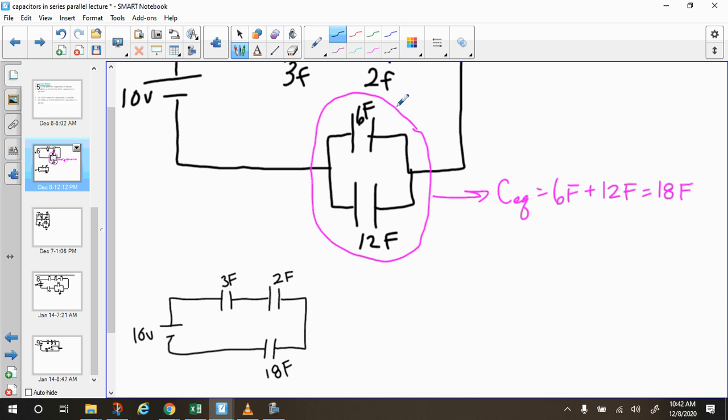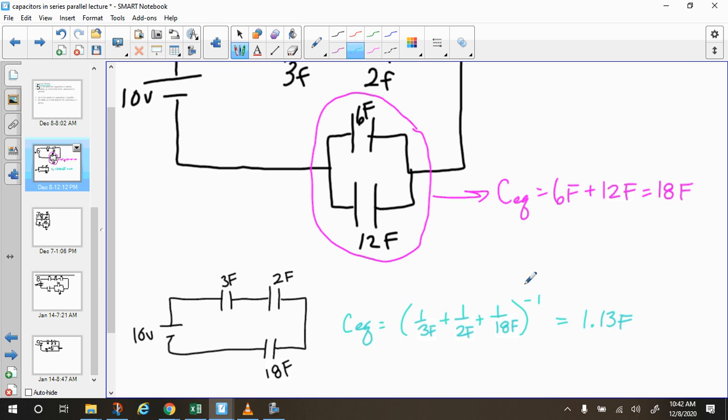Now they're all in series, so CEQ is equal to (1 over 3 plus 1 over 2 plus 1 over 18) to the negative 1, and that gives us a CEQ of 1.125. I'm just going to round to 1.13 farads. So that's our equivalent capacitance.